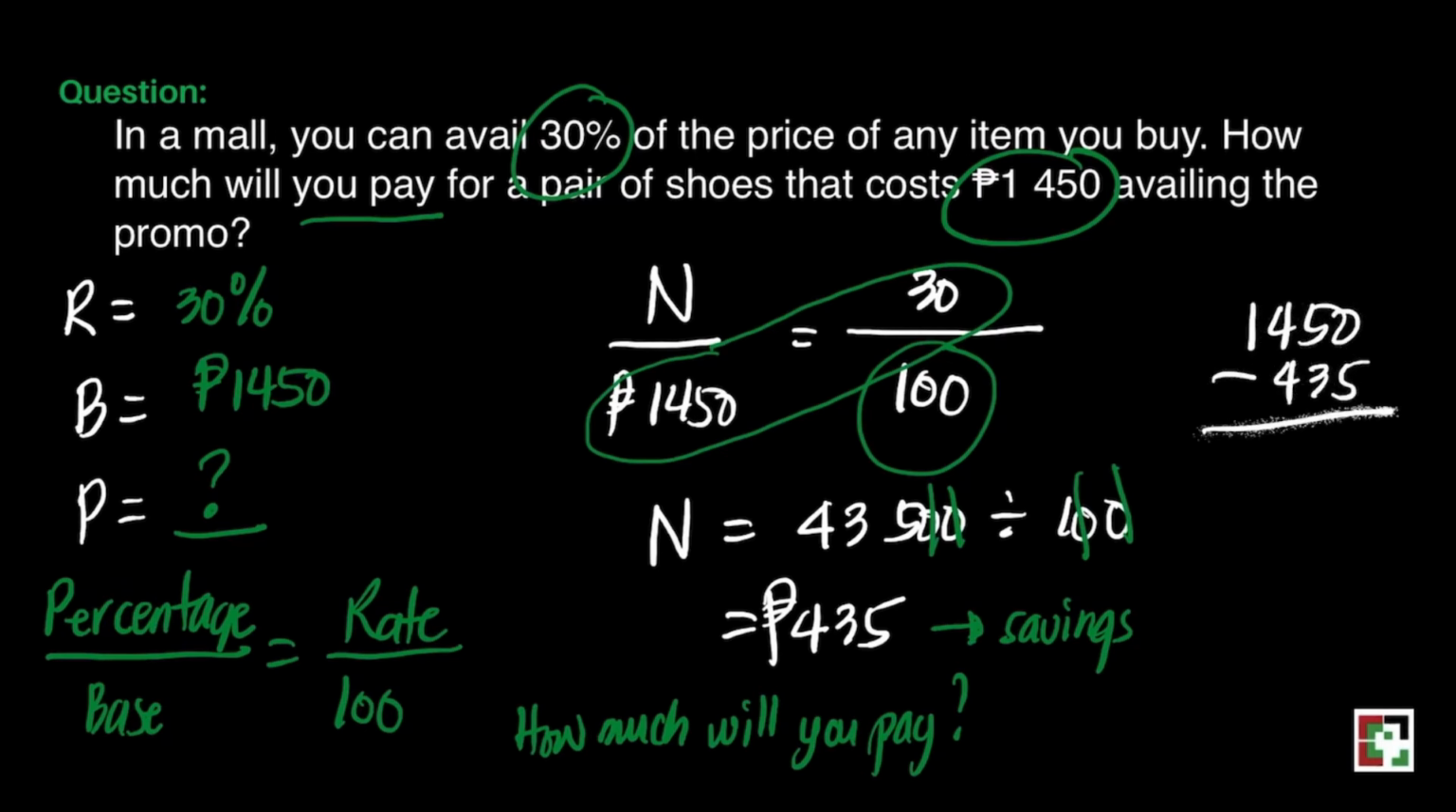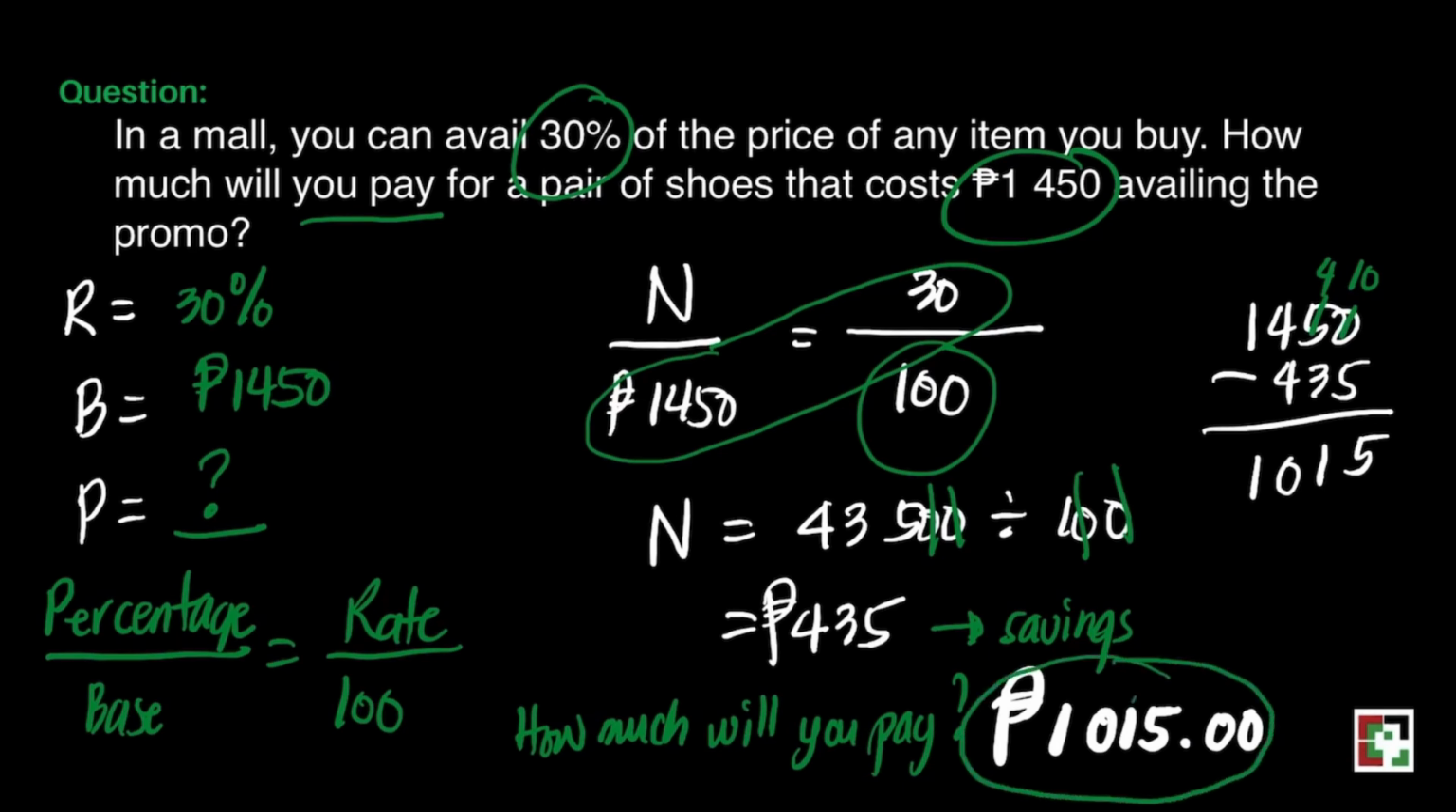We're ready to subtract that one, and we will have, okay, 10 minus 5 is equal to 5, 4 minus 3 is 1, 4 minus 4 is 0, then bring down 1. This is the amount that we have to pay at the cashier after availing the 30% off. That's 1,015 pesos. And you will surely save a big amount of money when you are availing the promo.